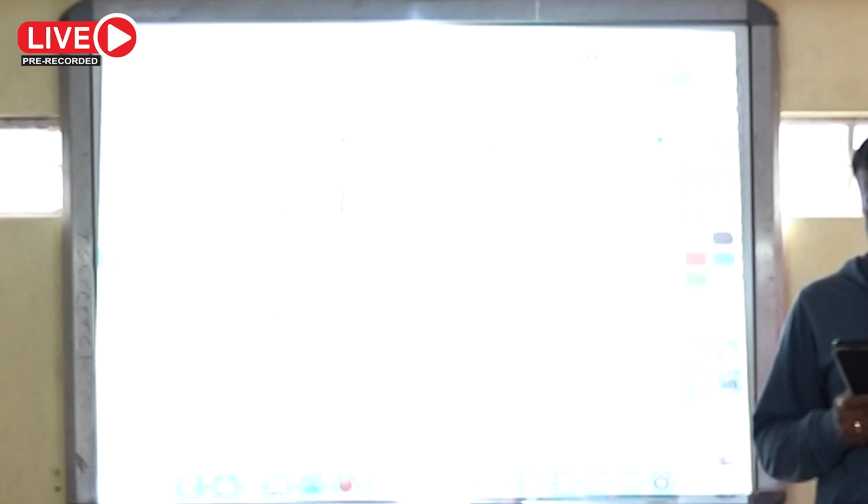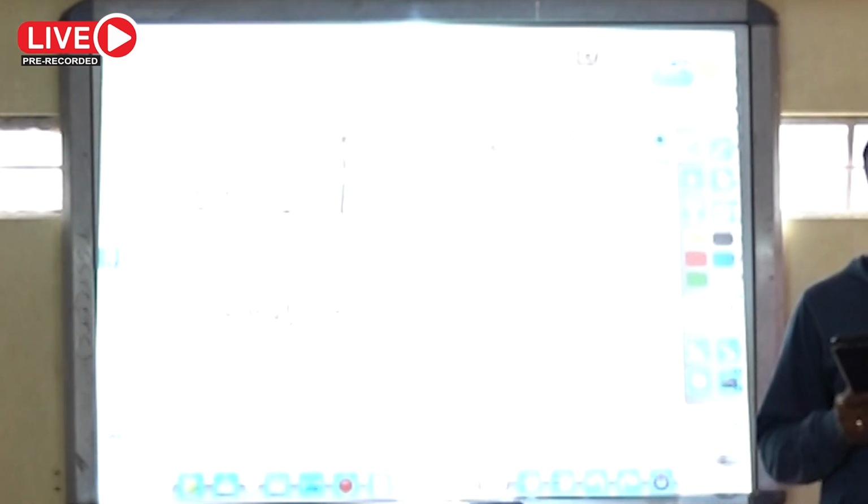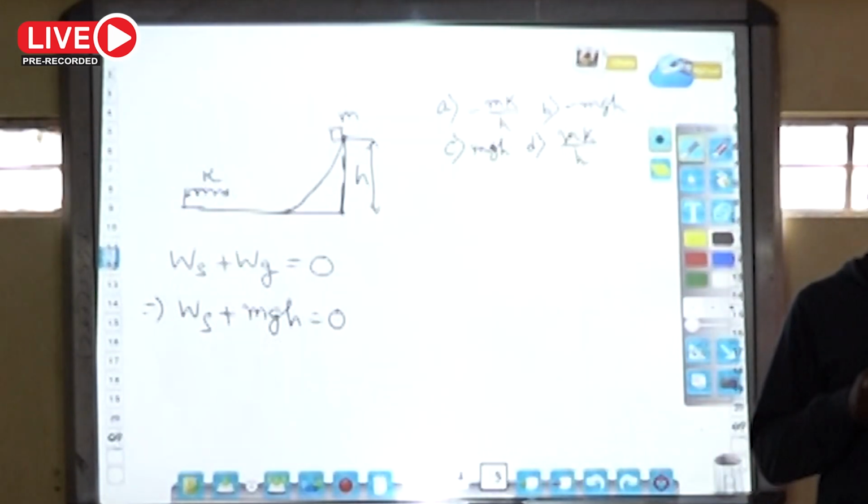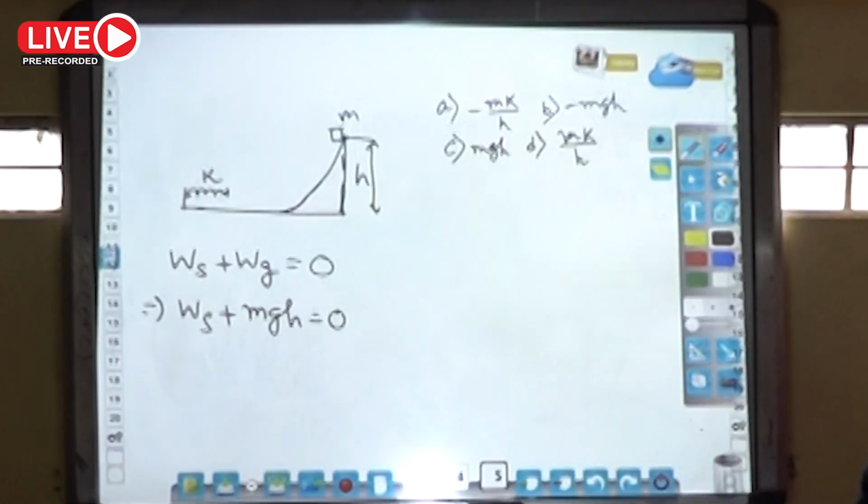The maximum extension produced in the length of the spring will be: option A, mgl by k; option B, 2 mgl by k; option C, 4 mgl by k; option D, mgl by 2k.